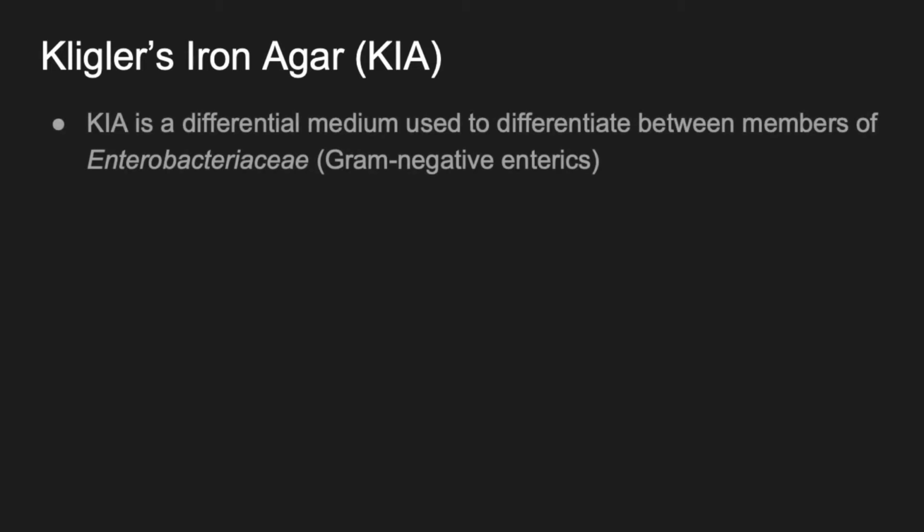The Kligler's iron agar, KIA test, is a differential medium used to differentiate between members of Enterobacteriaceae, which are gram-negative enterics. We know that because we already talked about MacConkey agar and how it inhibits the growth of gram-positive bacteria. So we know that we're only dealing with gram-negative.